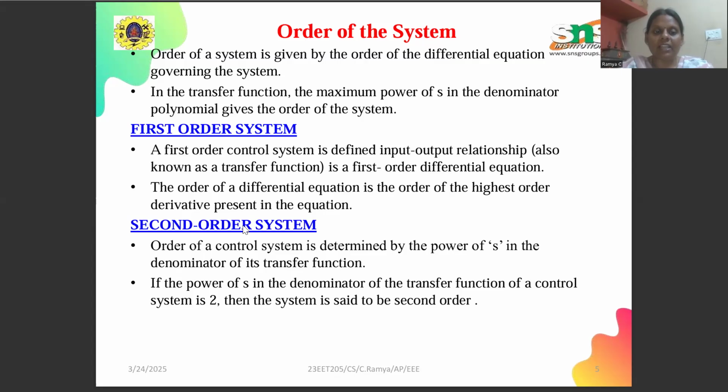Next, we are dealing with the second order. The maximum power of s is 2 over here. The order of the control system is determined by the power of s in the denominator of its transfer function. For second order, the highest power is 2. For the first order, the power of s is 1.